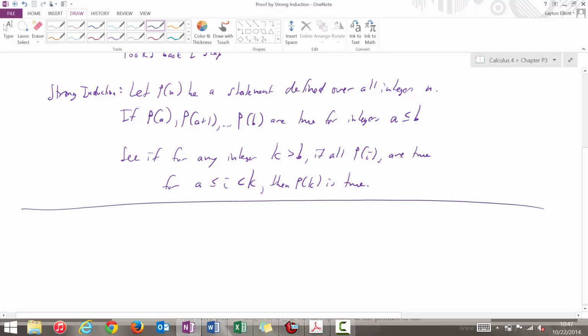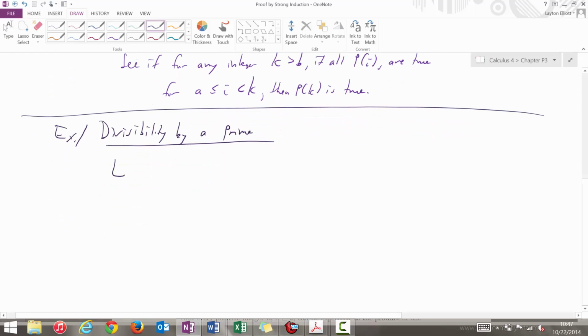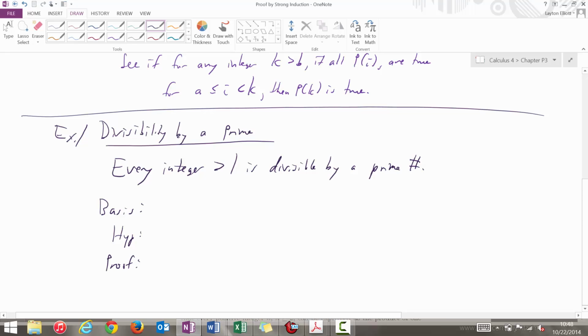So let's just dive into one very simple example. We're going to do 3 of these. And these are a little bit more writing than we've done before, but the first one is divisibility by a prime. This is just going to establish something that's inherently obvious, but we're going to use strong induction to show it. The thing we're going to prove is that every integer greater than 1 is divisible by a prime number. I'm going to organize this by having a base case, and a hypothesis, and then a proof. So our base case is 2. 2 is an integer greater than 1, and we know that 2 is divisible by 2. That's a trivial case.